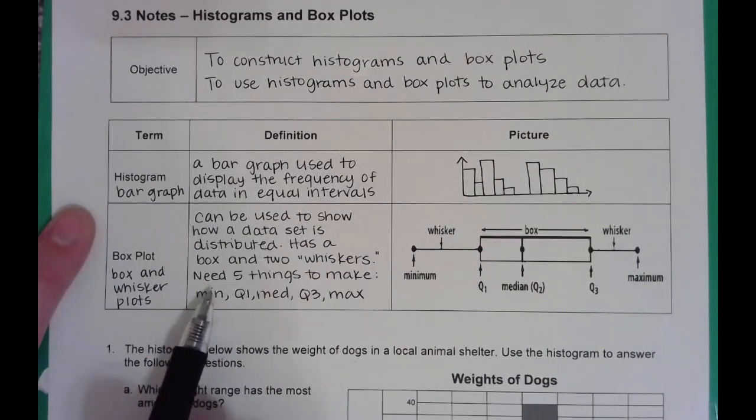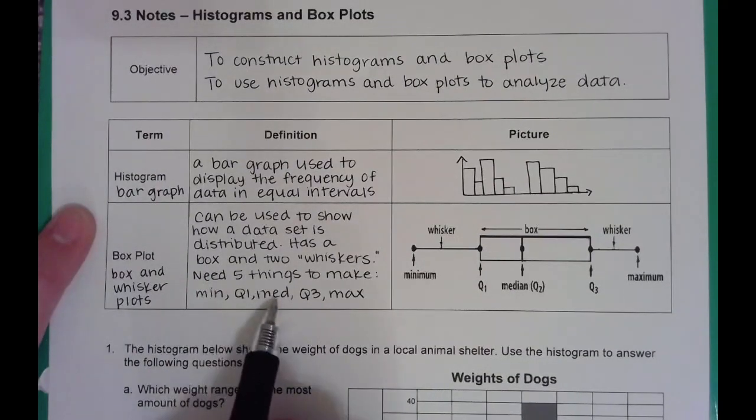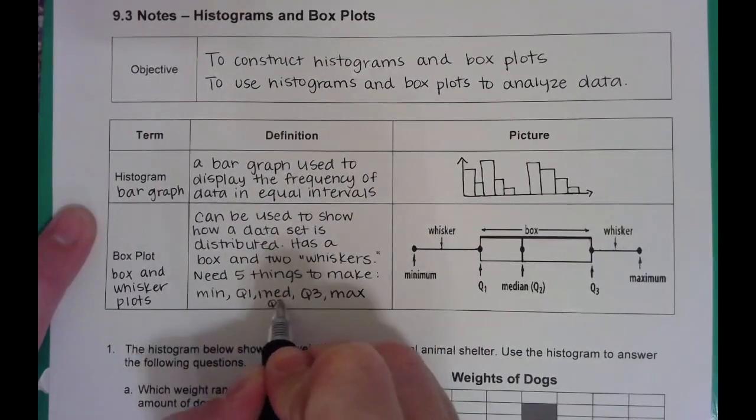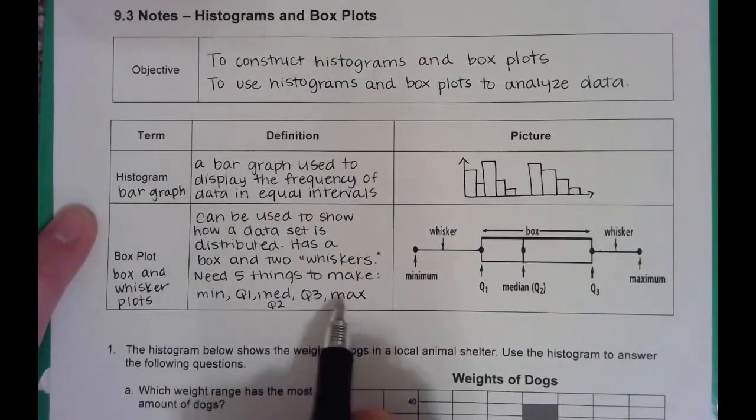So to make a box plot, there's 5 things that you need to find. You need to find the minimum, Q1, the median, which remember that's also the same thing as Q2, Q3, and the maximum.